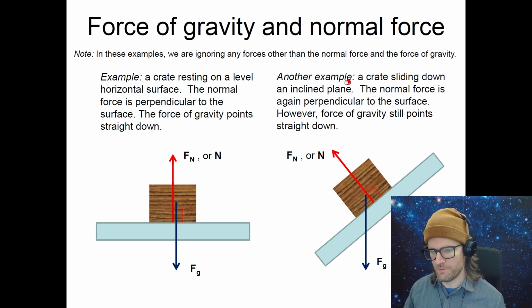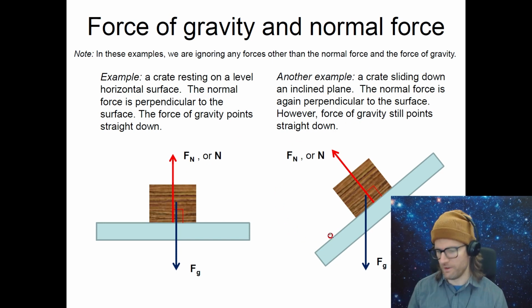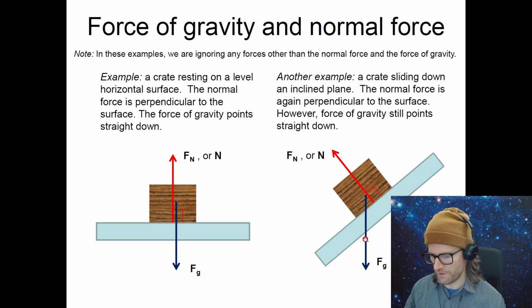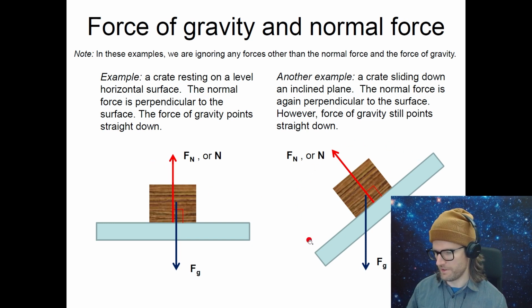We have this similar situation, but the surface is at an angle. The force of gravity is still down towards the center of the earth on the block, but here the normal force that's supporting the block is at an angle because the surface is at an angle. Okay, so in this case, the block isn't going anywhere. In this case, the block is going to start sliding down.